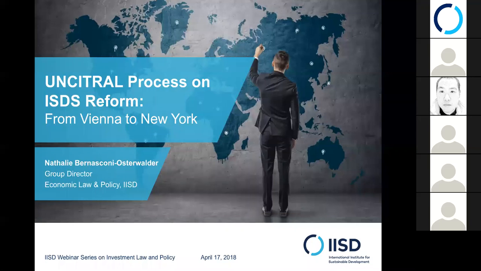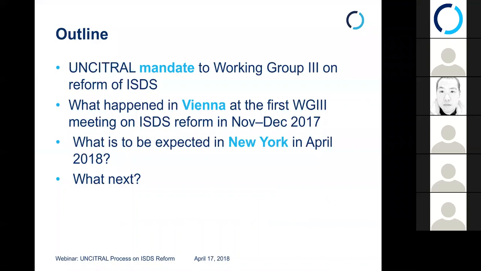Thanks, Howie. We're just putting up the slides for the brief overview on the UNCITRAL process that started last year. I wanted to just provide a quick outline of what I will cover in my short intervention. I will first look briefly at the mandate that is given to Working Group 3 on the reform of investor-state dispute settlement. We'll then briefly look at what happened in Vienna at the first Working Group 3 meeting in November-December last year. We'll look at what is to be expected in New York next week, and then we'll think a little bit about what will happen beyond, but then I won't say much because we can go straight to Rob Howse, who will be discussing those issues.